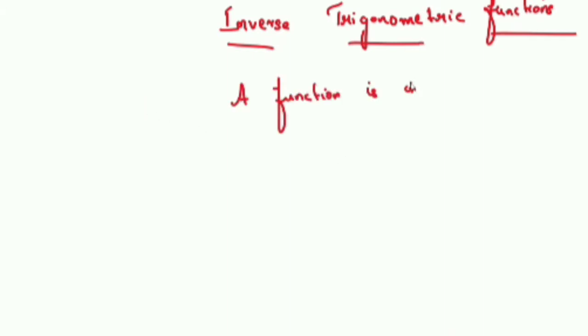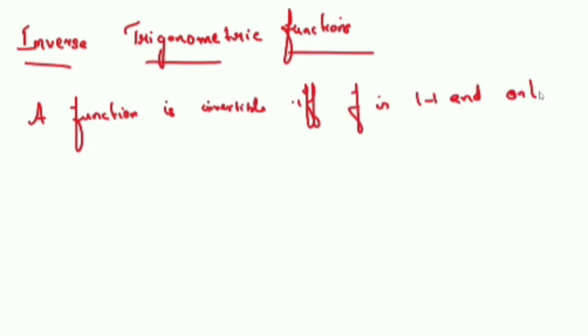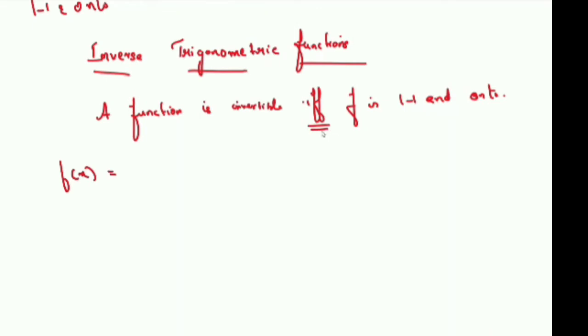A function is invertible if and only if the function is one-to-one and onto. The function has to be one-to-one and onto. Only then we can say the function is invertible. The condition is "if and only if", which means the other way also. If a function is invertible, then f must be one-to-one and onto. And the other way also: if a function is one-to-one and onto, then the function is invertible.